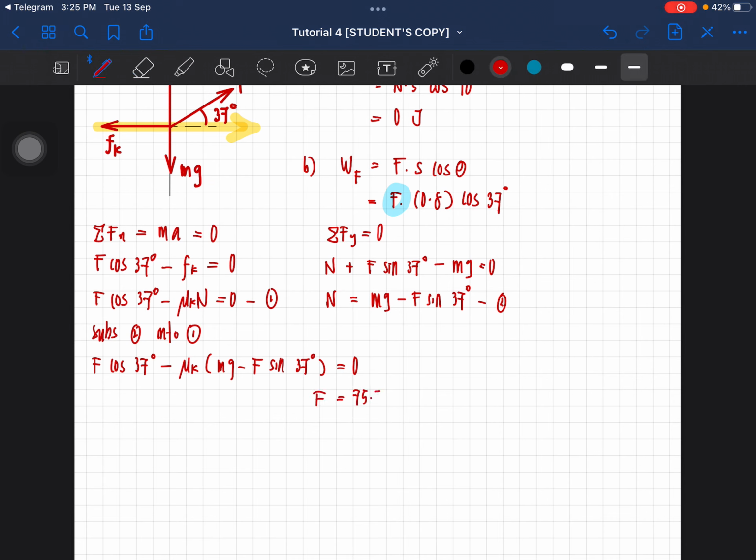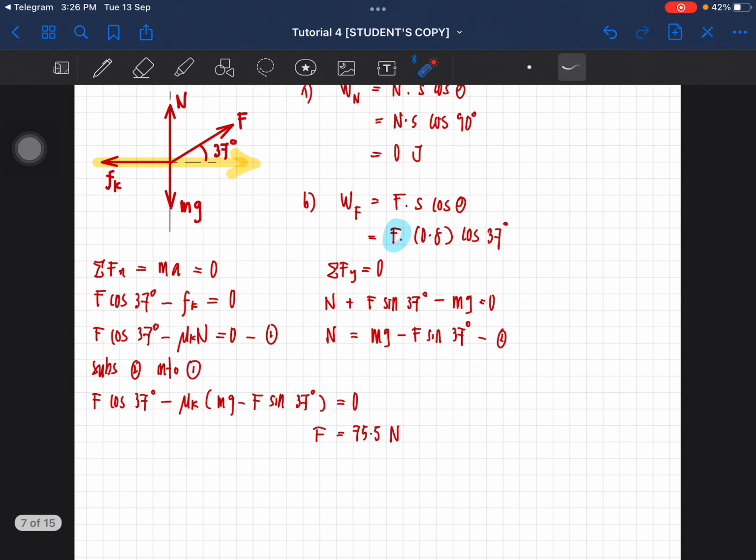75.5 Newtons. But make sure you do not go directly to the final answer. Make sure you also write the substitution values, because if you do not show the substitution, you might lose marks for substitution. If your final answer is wrong, at least you have marks for substitution. But if you get the final answer wrong and you did not show any substitution, you will get 0 directly.